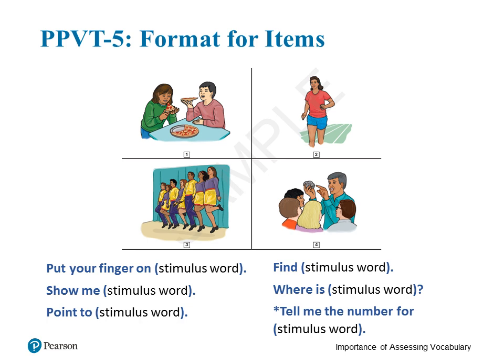The PPVT-5 edition consists of 2 forms, as I mentioned, Form A and Form B, each with 240 items ordered by increasing difficulty, and the 2 forms were carefully balanced with respect to stimulus word characteristics, representation by sex and race ethnicity in the illustrations, as well as item difficulty.